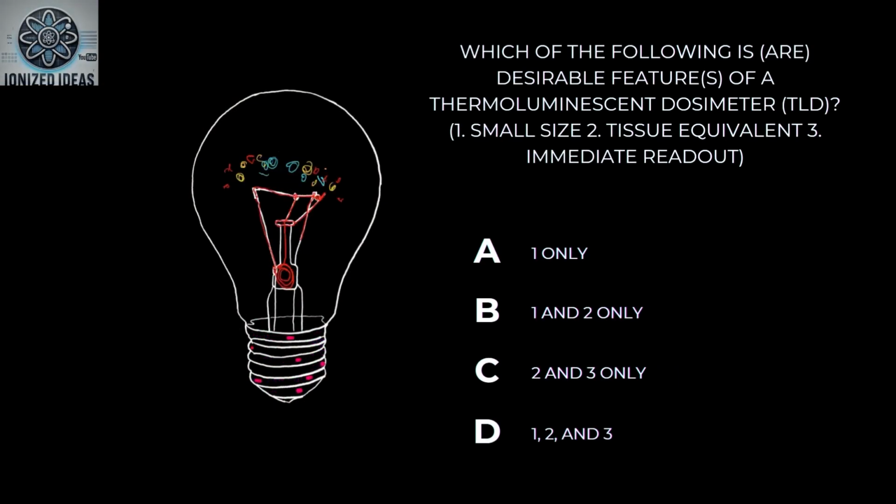Which of the following are desirable features of a thermoluminescent dosimeter, TLD? 1. Small size, 2. Tissue equivalent, 3. Immediate readout. A. 1 only, B. 1 and 2 only, C. 2 and 3 only, D. 1, 2, and 3.